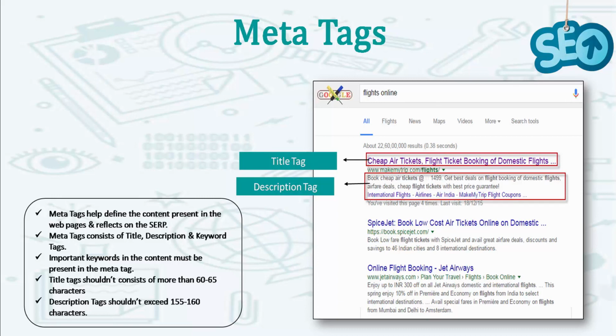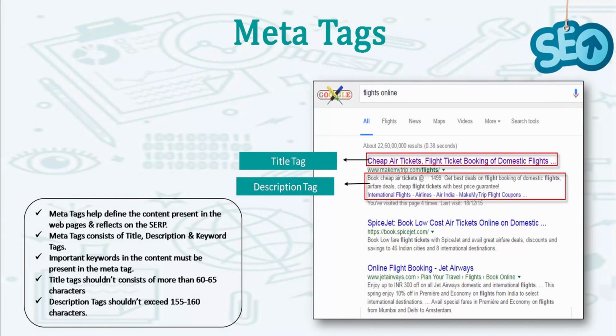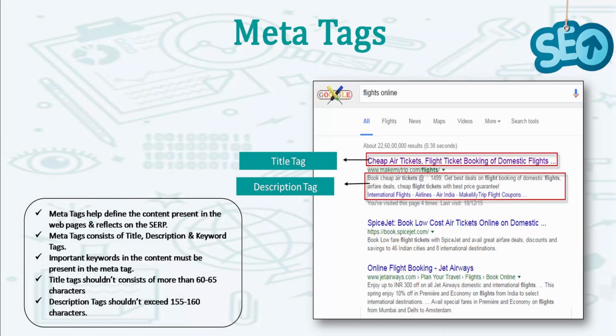So the description tag here reads: book cheap air tickets at $14.99, get best deals on flight bookings of domestic flights, airfare deals, cheap flight tickets with best price guarantee. So all important keywords are included in the description tag, however in a conversational format. Let's look at the description tag for SpiceJet. Book low flight tickets with SpiceJet and avail great airfare deals, discounts and savings to 46 Indian cities and 8 international destinations. Flight is a keyword that is present. Flight tickets because it goes with flights. Airfare is a synonym which is again present.